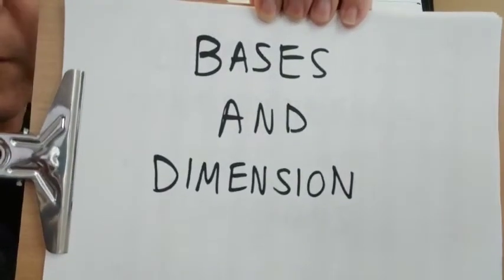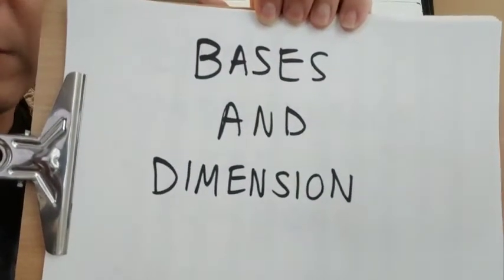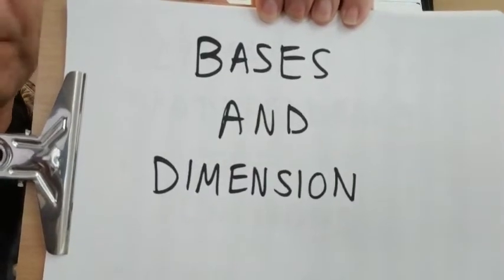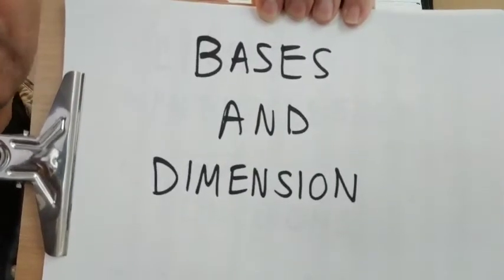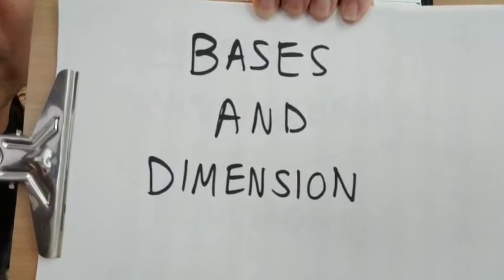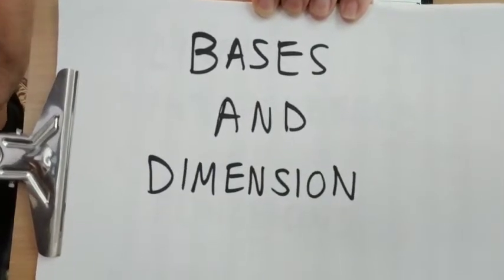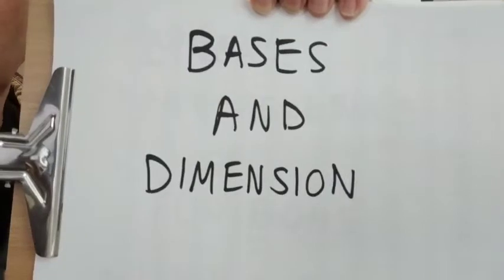When a spanning set of a vector space is as small as possible, we call it a basis. We call the number of elements in the basis the dimension of the vector space. These are possibly the most important concepts in linear algebra.